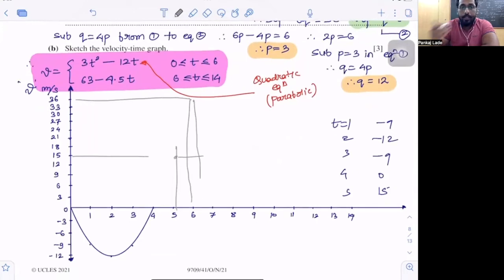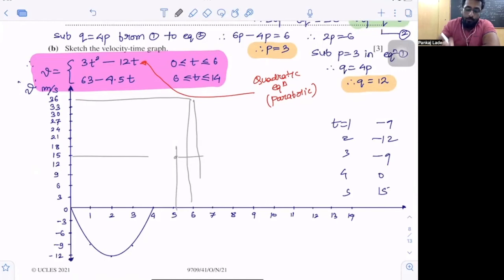Okay. And again, for the line, it was 63 minus 4.5 t. For t equal to 6, it was again 36. So no need to do this, isn't it? And for 14, it is going to come 0. You can check. 63 minus 4.5 into t is 14. You simplify this, the answer is going to come 0. So from this point, you'll have to come to 14 straight away like a linear line. Okay, it has to come like a linear line and it will attach at 14 and the answer is going to be 0.